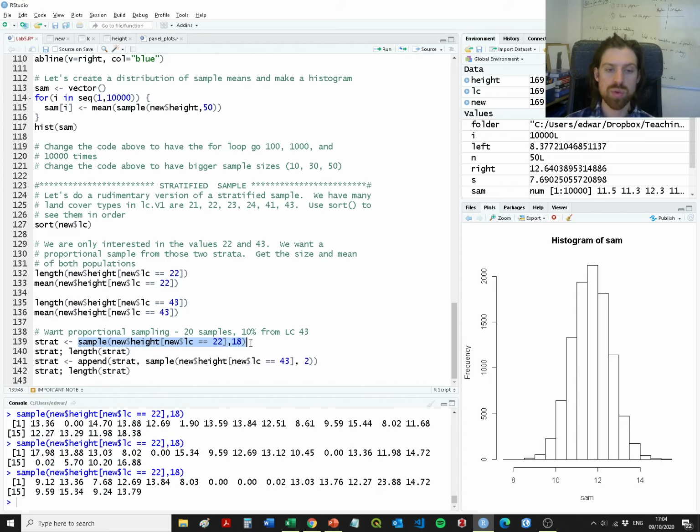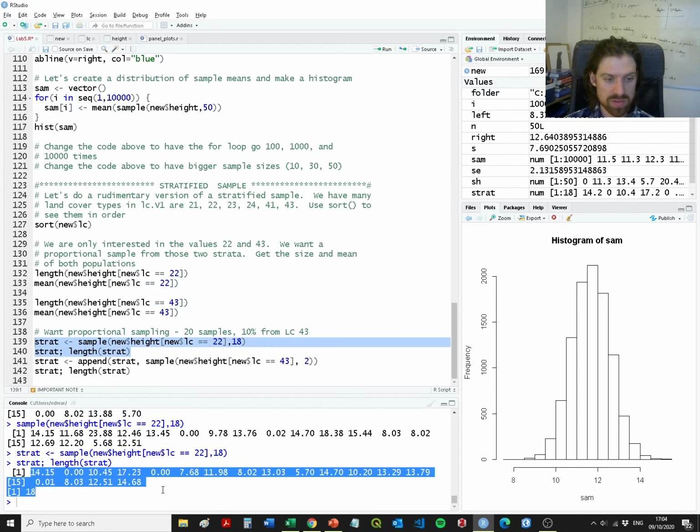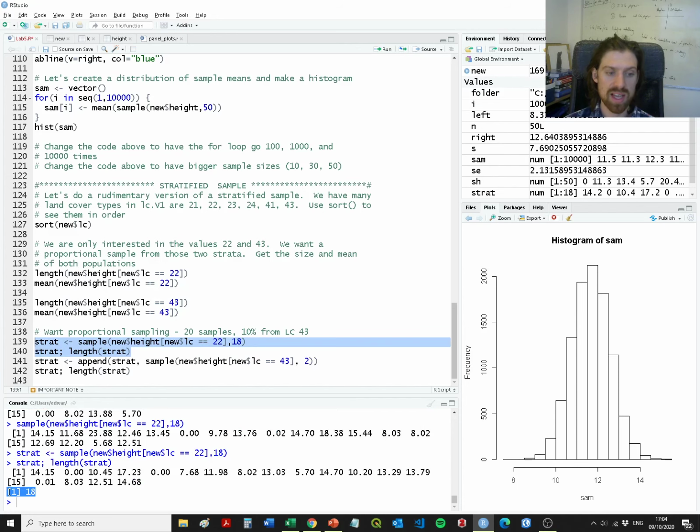So if we keep sampling 18 like I'm doing at the moment, it's just giving me 18 of those values each time that fit that requirement of being in land cover type 22. So we can actually show that. Here it's printing all of those values, and it's telling us that it's selected 18 values because I made it print the vector of values and also the length.